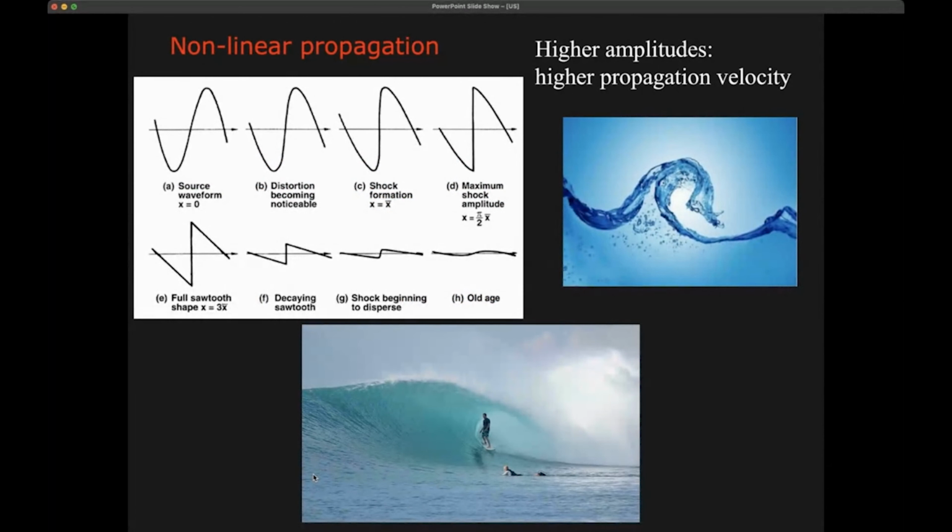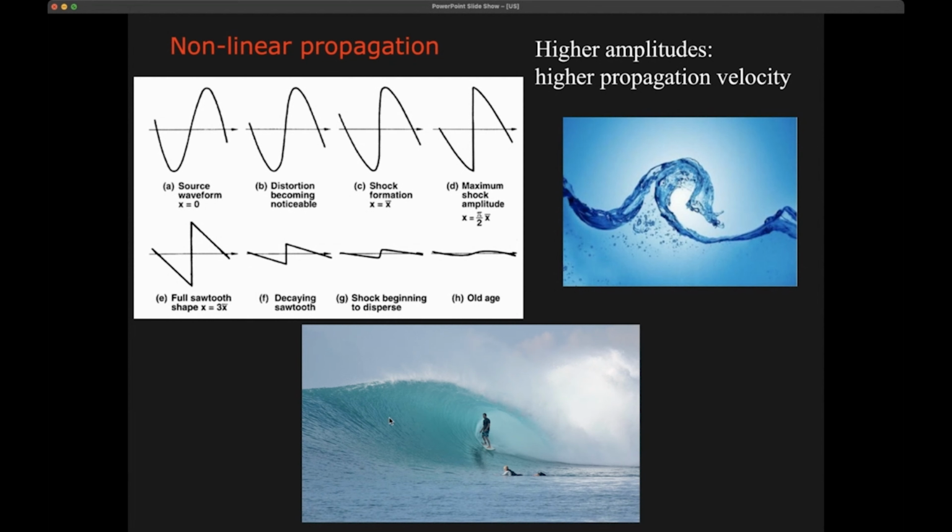Now, besides this linear attenuation, there is also a non-linear propagation of ultrasound. And that's also quite an important effect, which we can use for imaging and which is important to understand. The easiest way to understand this is to look at the sea. When you look at waves, we know that waves start to break at some point.